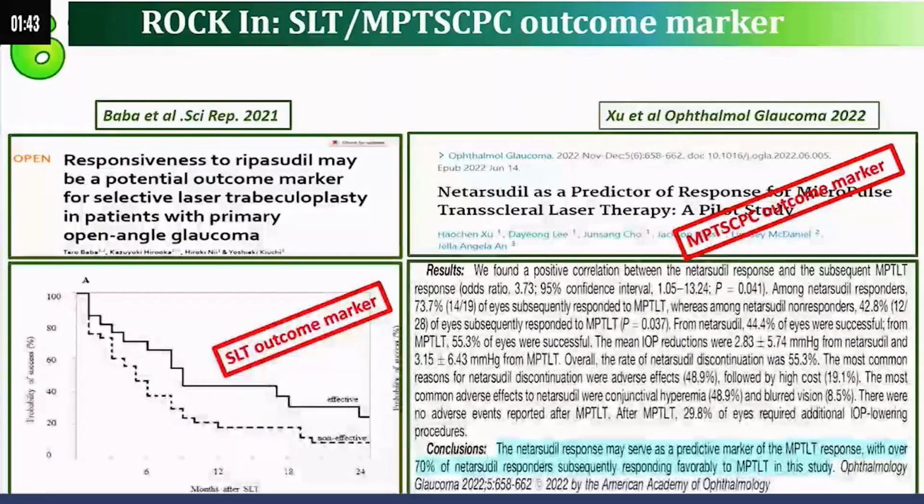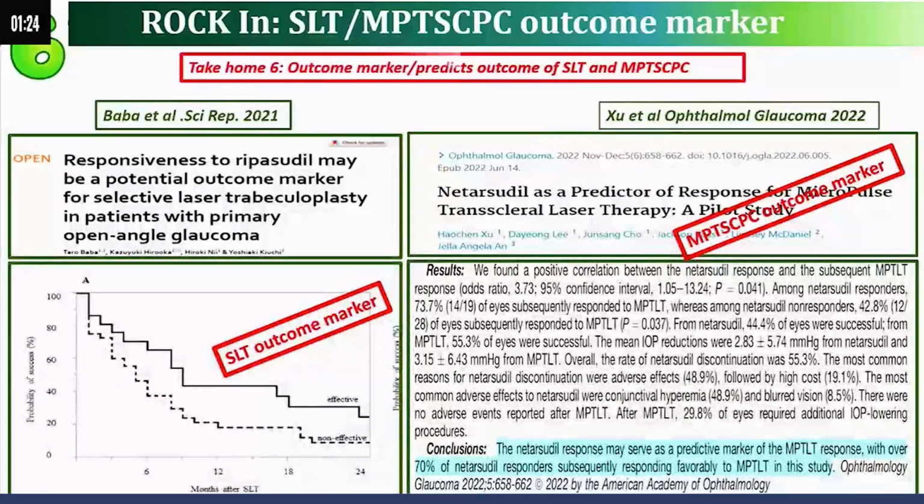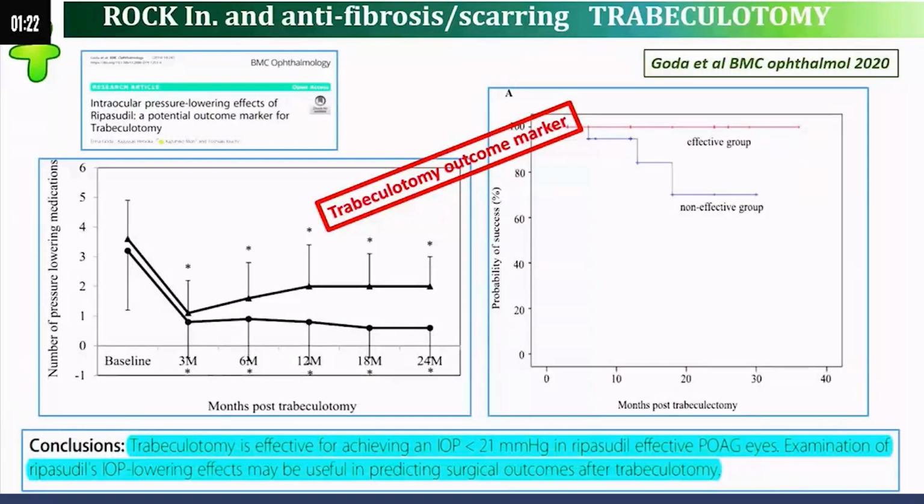Number 6, like we were kind of mentioning about SLT. What has been found is that ROCK inhibitors are an outcome marker for SLT and micropulse. What that means is if a patient responds to ROCK inhibitors, they will respond to SLT and micropulse, which is the take home 6. Take home 7, do they have any correlation with trabeculotomy? Yes, ROCK inhibitors can be used as a trabeculotomy outcome marker. Patients who respond to ROCK inhibitors will respond better to surgeries like trabeculotomy or surgeries like GATT.